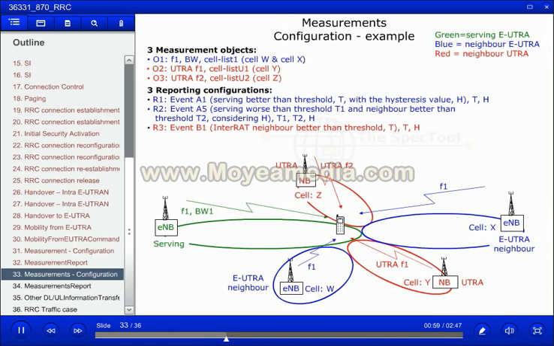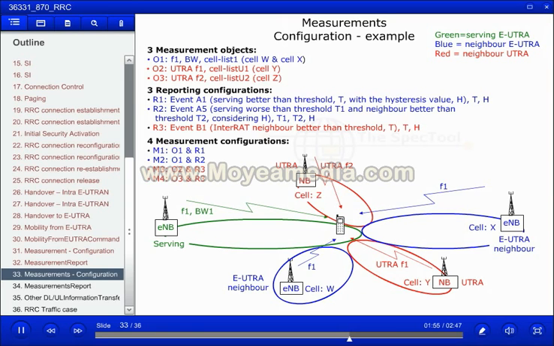3 reporting configurations are defined. Report config ID R1, indicating the reporting shall be triggered by event A1, serving cell better than threshold with at least the hysteresis value. Report config ID R2. Reporting is triggered by event A5, serving worse than threshold 1 and neighbor better than threshold 2. Report config ID R3. Reporting is triggered by event B1, inter-RAT neighbor better than threshold.